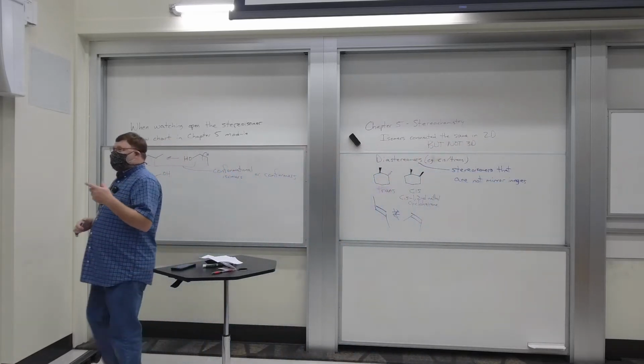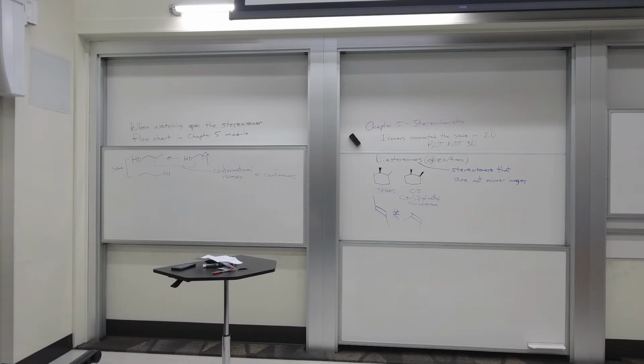So what do you suppose the other kind of stereoisomer is? Did I hear something? They're mirror images. Very good.